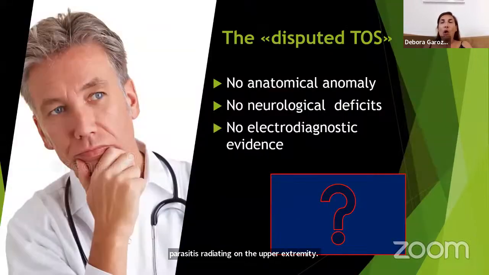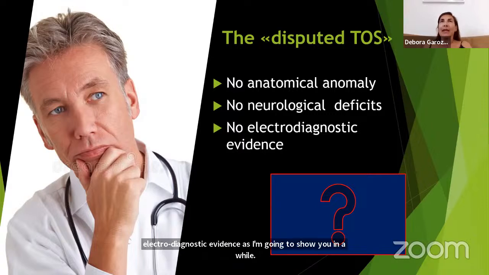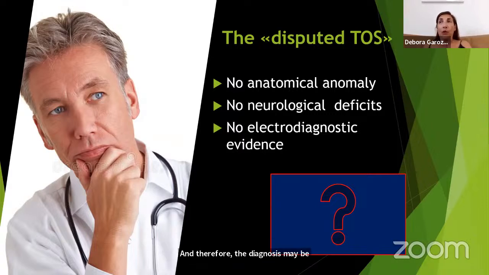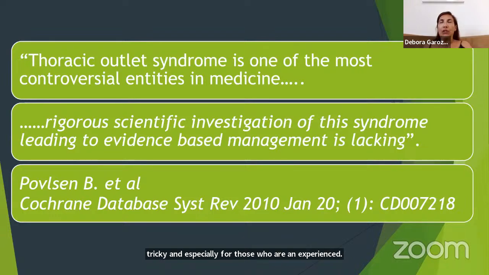Now, the TOS clinical form without deficit is actually a very controversial entity, because we have no anatomical anomaly, no neurological deficit, no electrodiagnostic evidence, as I'm going to show you in a while. And therefore, the diagnosis may be actually quite tricky, and especially for those who are unexperienced. And this is also the reason why this is a controversial entity, which has even been not recognized by many neurologists and neurosurgeons, and is one of also the reasons why, unfortunately, these patients are very often misdiagnosed.